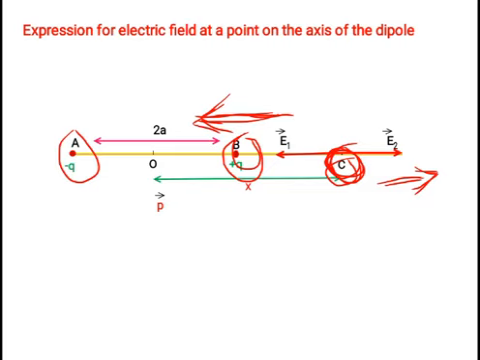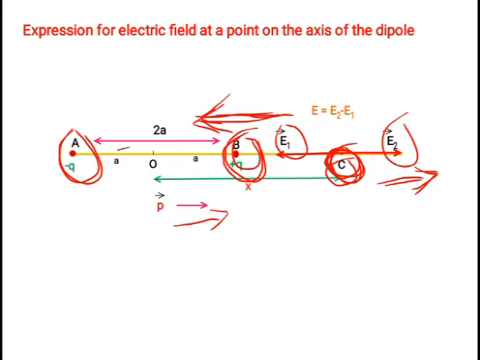P is the dipole moment, and we already discussed the dipole moment, and the dipole moment direction is always from negative charge to positive charge. So for that reason this is the direction of the dipole moment. E is equal to E2 minus E1. So total electric field E is equal to E2 minus E1. So electric field is a vector quantity.